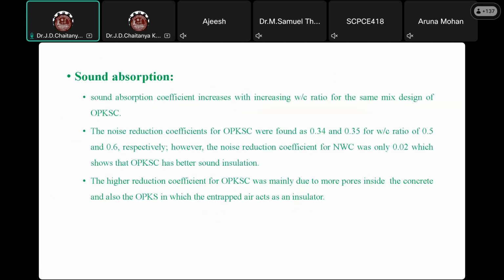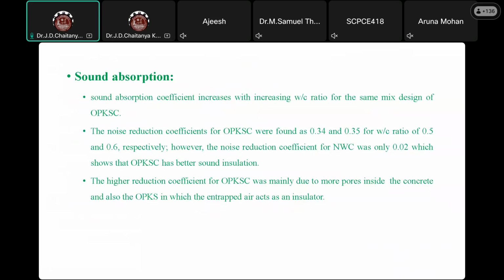So next will be the time dependent properties, that is creep and shrinkage values. We can go with this concrete for creep and shrinkage values also. It will be very useful for the construction industry. So next is the shrinkage values also.